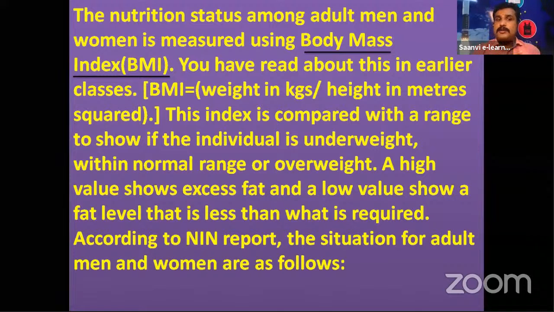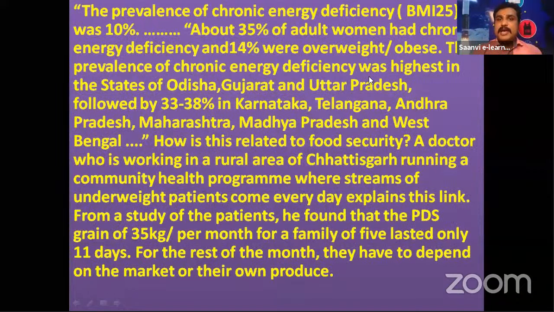According to NIN, National Institute of Nutrition's report, the situation of the adult men and women is as follows. At the beginning, I have told you what the situation is. See, the prevalence of chronic energy deficiency, BMI, was 10%. About 35% of adult women had chronic energy deficiency and 14% were overweight, obese.